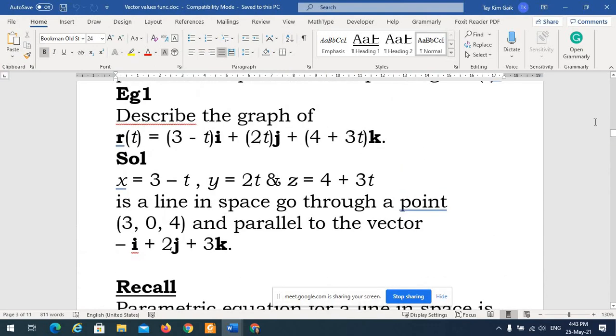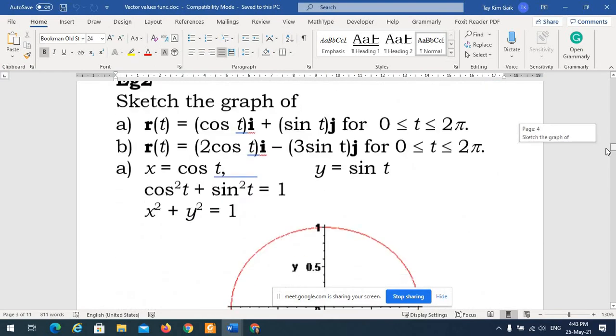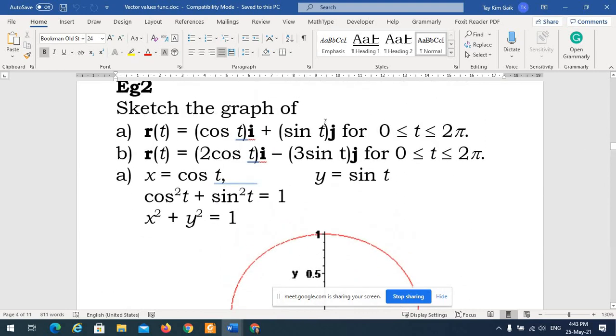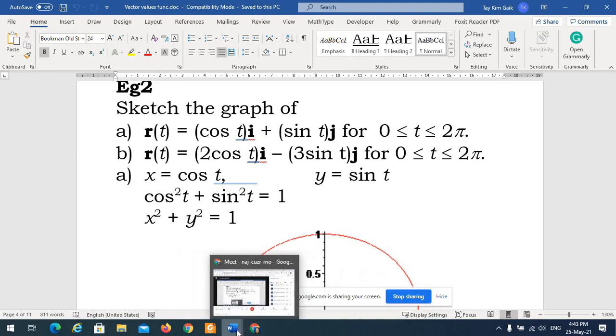First example. If you want a circle, it is example 2a. r(t) is cos t i plus sin t j. And the video is there, okay? If you're not focused, I hope you revise back the video by yourself.